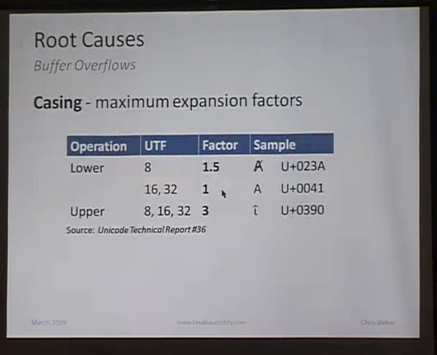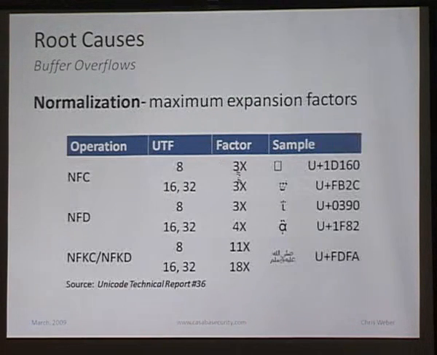Used for buffer overflows. Here's some of the expansion factors I was talking about. Upper to lower, you get a maximum expansion factor of 3 times on a character like this. When you normalize, you can have up to 18 times expansion factors on a single character. This is a single character in Unicode.